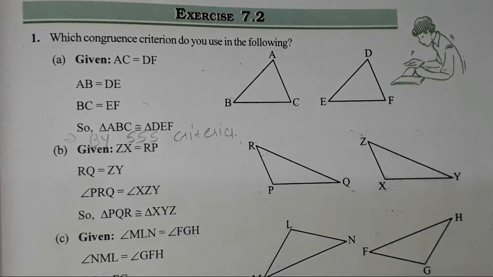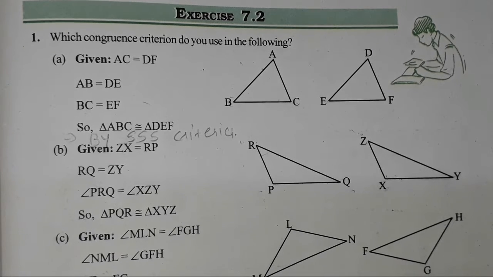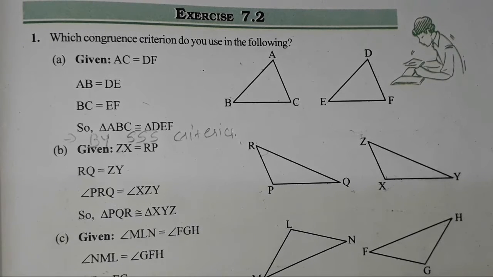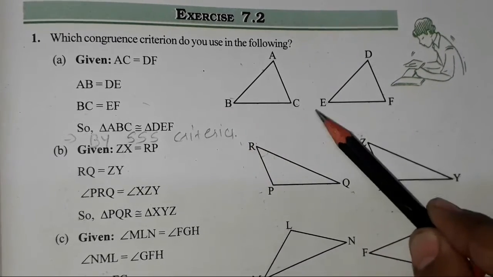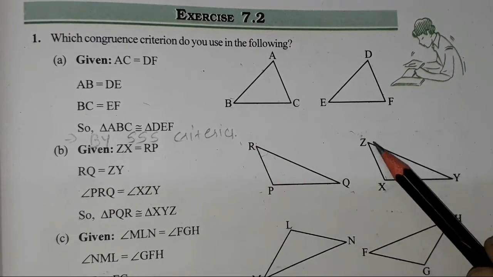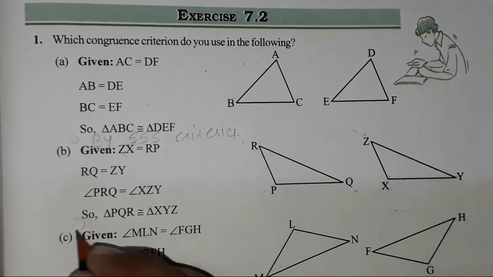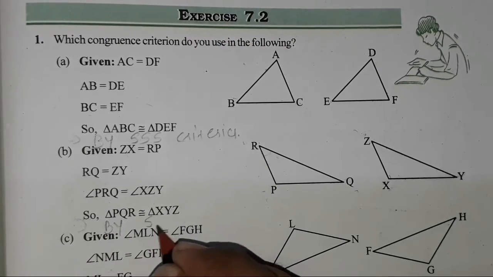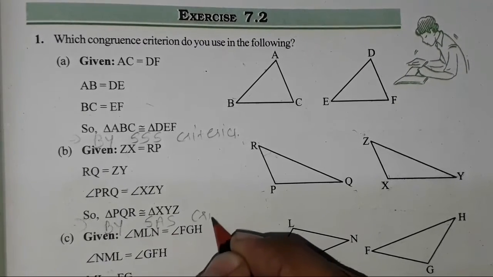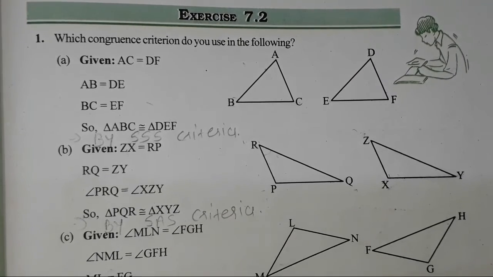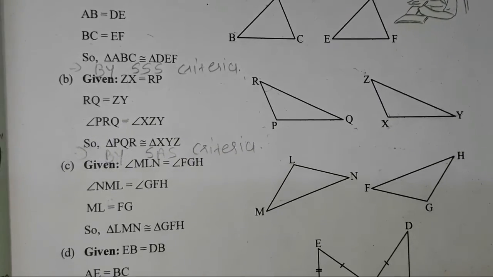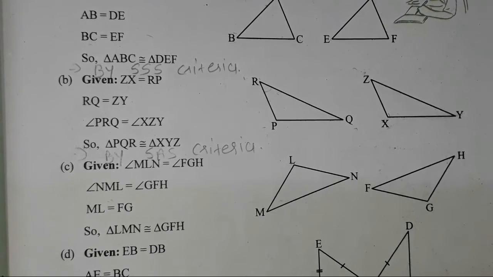So we studied that if two corresponding sides and the angle included between them of a triangle are equal to the corresponding sides and the angle included between them of another triangle, so in both the triangles, if both the sides are equal and the angle included between these two sides is also equal, then this criteria is our SAS criteria, which is side angle side criteria. So here I will write by SAS criteria.